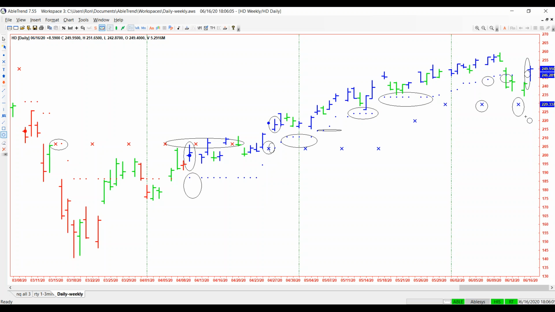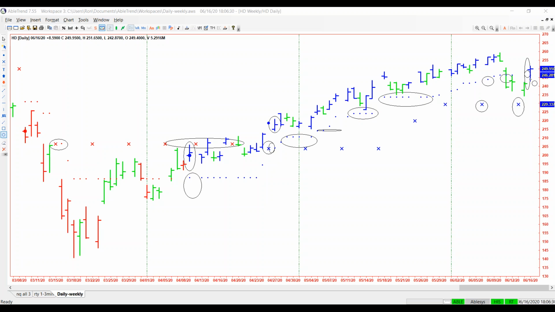And the same way I read this chart is the same way you would read a gold chart or an E-mini S&P chart or anything, a day trading, swing trading position. It's exactly the same. That's the nice part about Abletrend. It's the same for everything, and it works just as well for everything. Okay, so we got a new buy, so we'll see what happens.